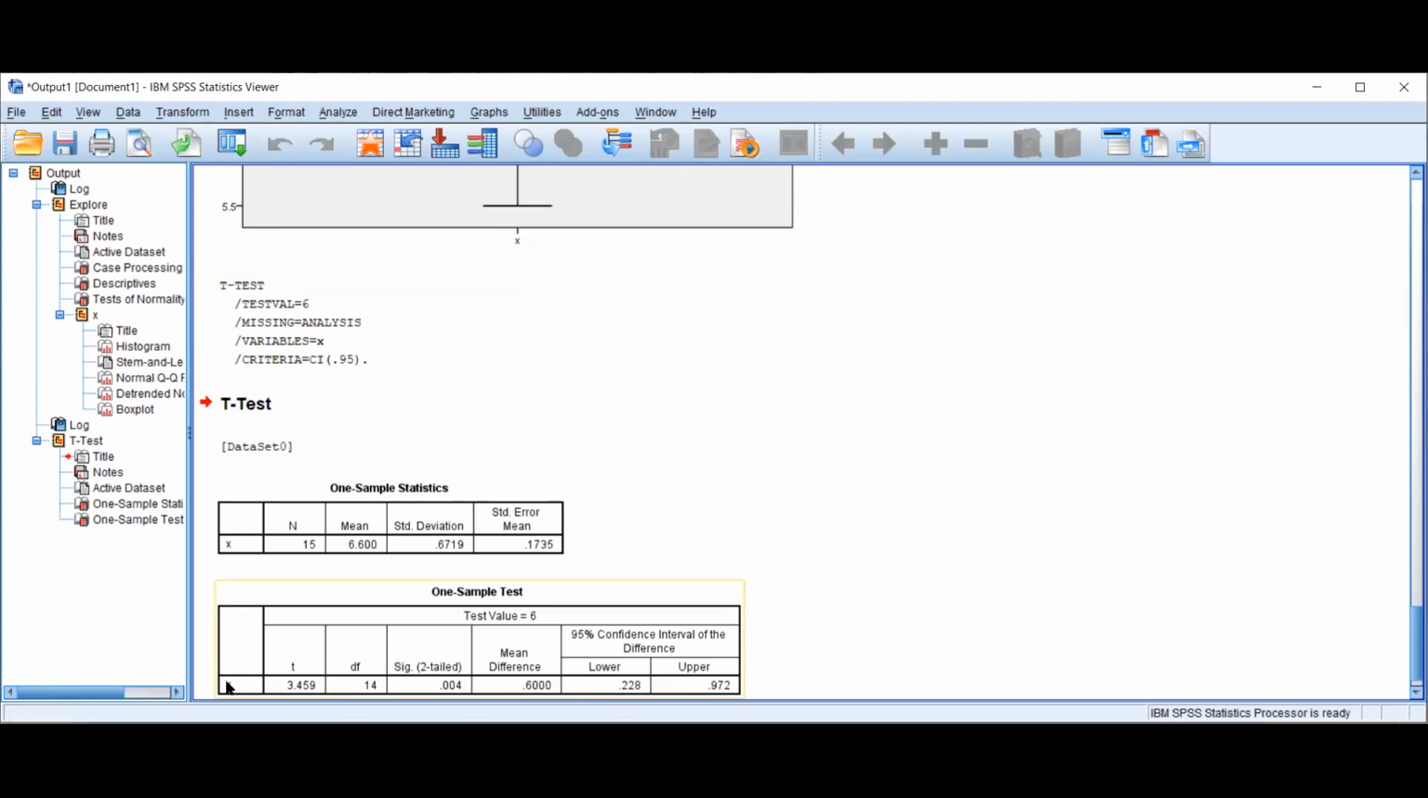You can see the t statistic is 3 point something, and the sample size. These are the descriptive measures. I am placing this output into my presentation, and then I will explain the output and compare it with the already calculated results.